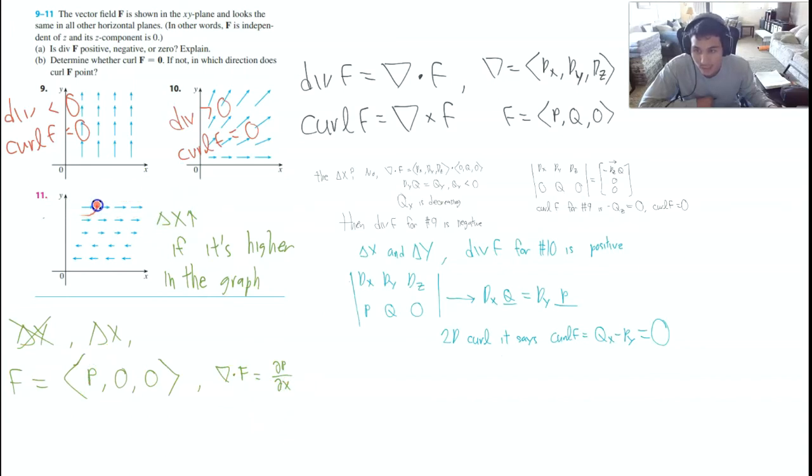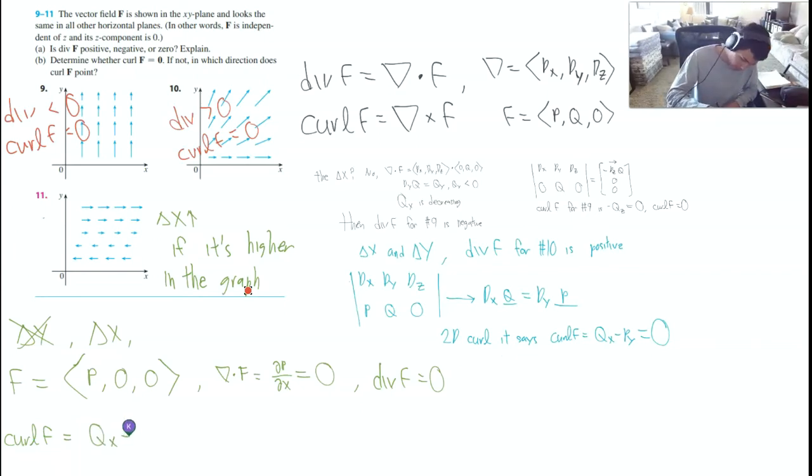Right? This vector has the same length in the x direction as this vector. This vector has the same length in the x direction as this vector, and they're both in the same direction. So dp dx is equal to 0. Okay. Thus, div f is equal to 0. Okay. Now, curl of f. In 2D, again, same thing here. It's q x minus p y k hat. Okay. Well, there's obviously, what, p y?